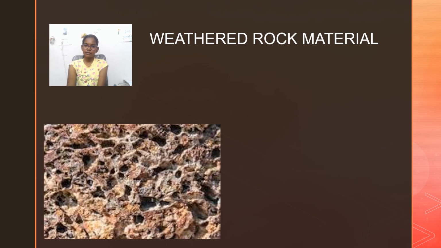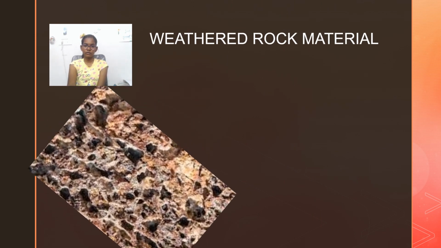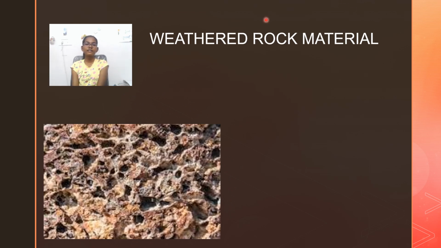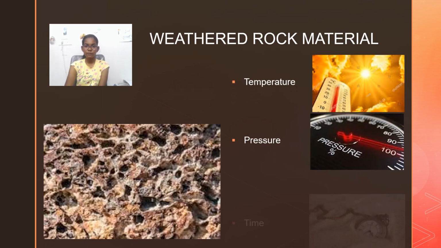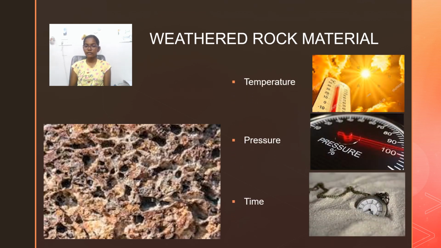That brings us to the next topic, weathered rock material. This layer contains broken pieces of rocks that were once part of their parent rock. The weathering of rocks takes place due to factors like temperature, pressure, and time. This gets further broken down into the subsoil. The changes in temperature, pressure, and time can affect how much the weathered rock material gets broken down.